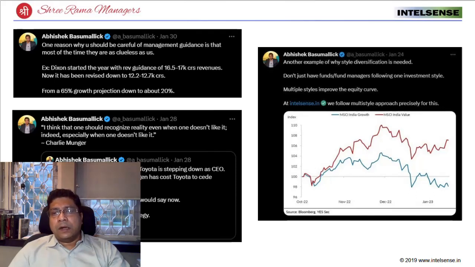So this is another thing that we need to understand: like sectoral analysis, style analysis is also something which is there. Which style is in favor? If you are able to adapt to that style, or if you have multiple strategies, then use all of them and allocate accordingly based on which style is more prevalent at the current point in time.